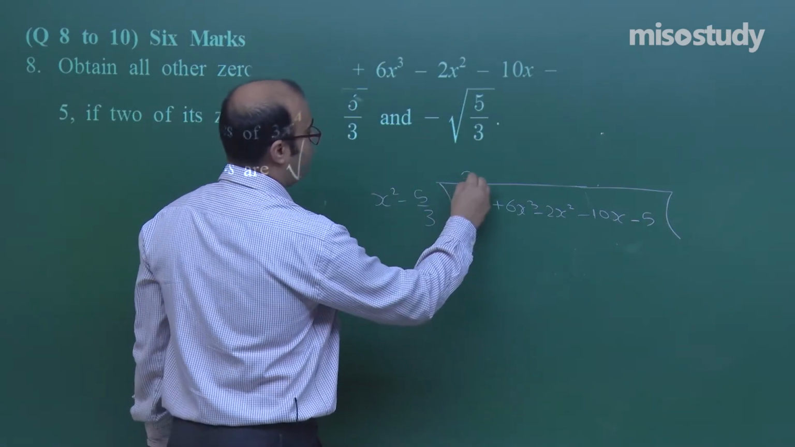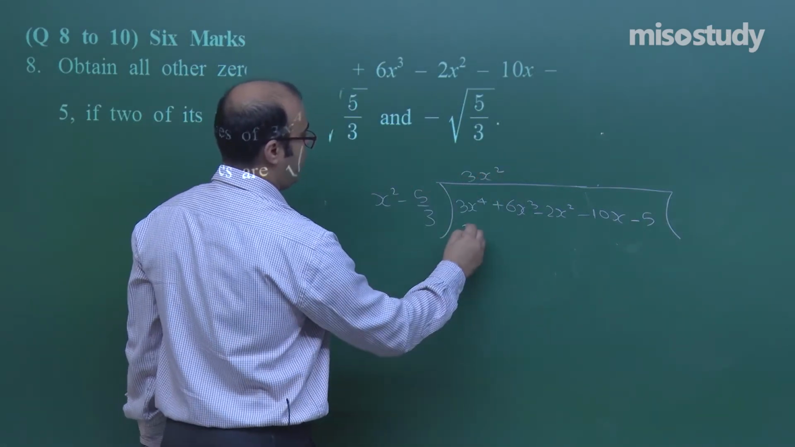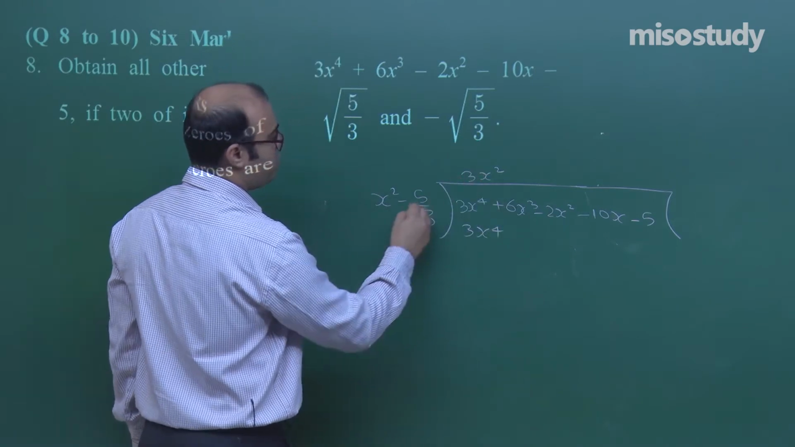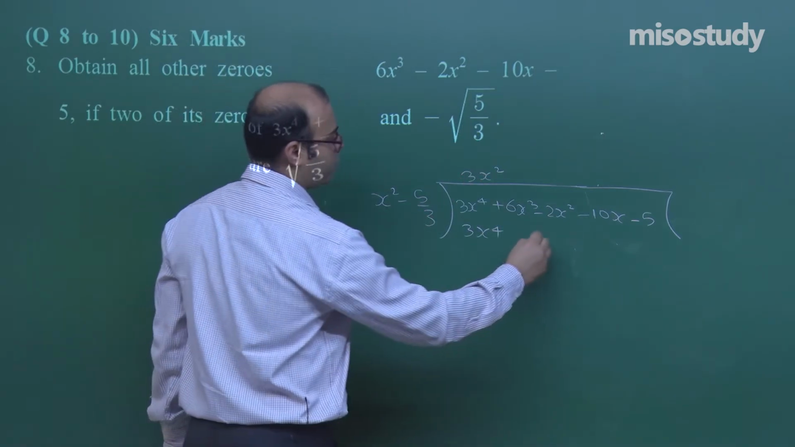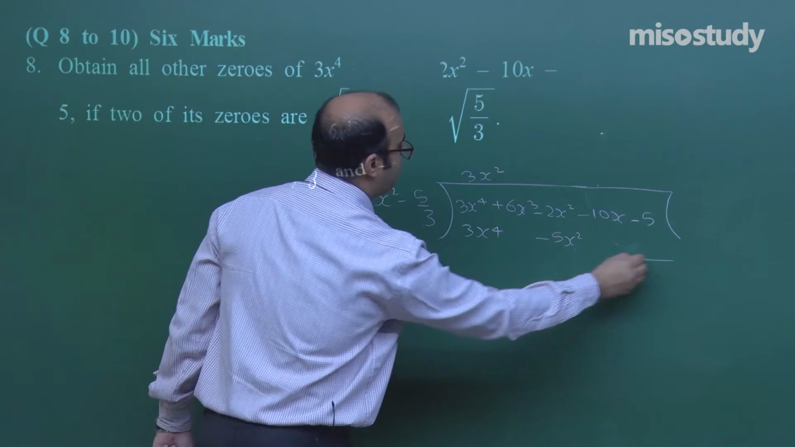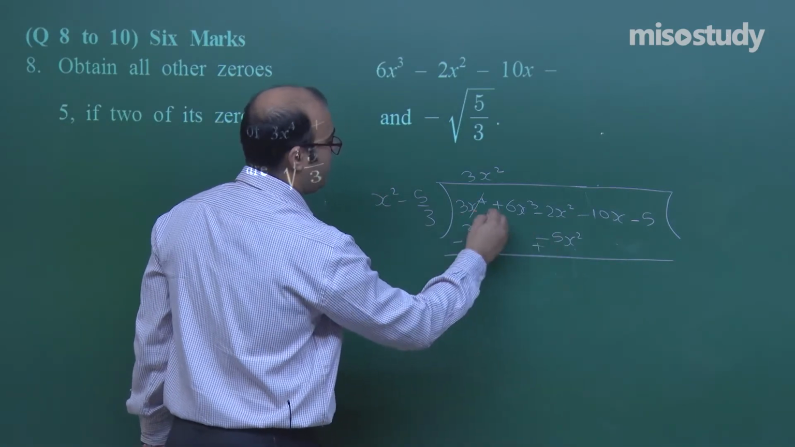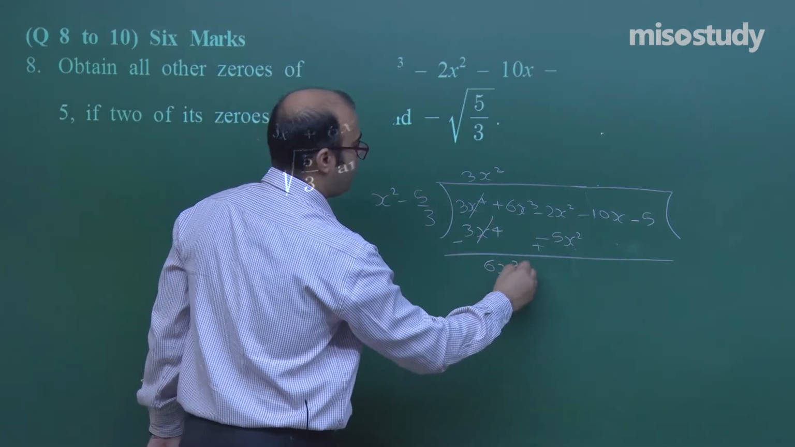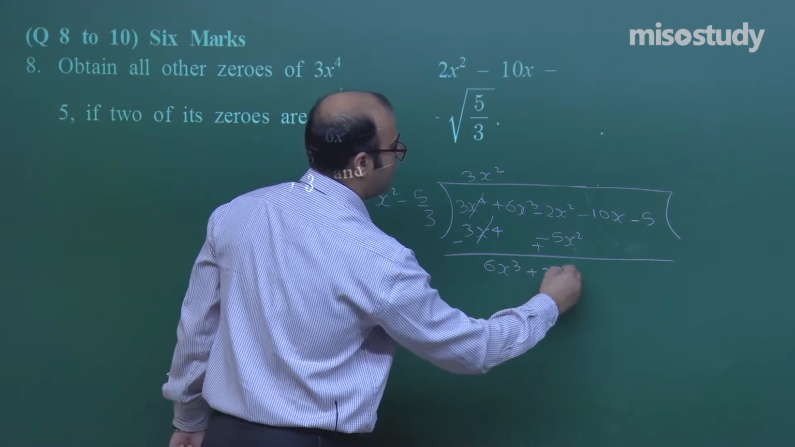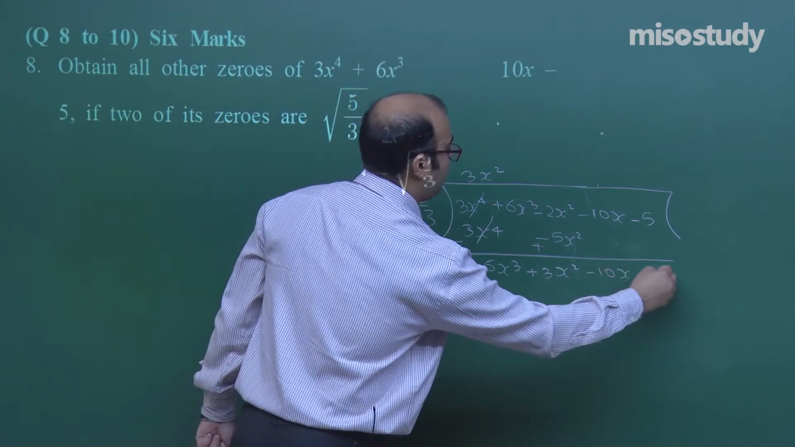So x square into 3x square will give you 3x power 4, and this multiplied with this will give you minus 5x square. So this will be written here. This is minus, this is plus, this will cancel. 6x cube, this will become 3x square minus 10x minus 5.